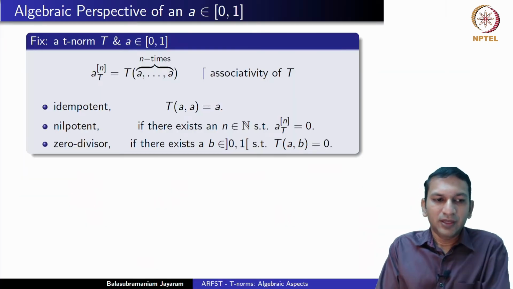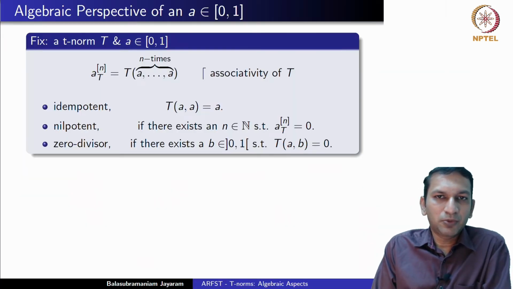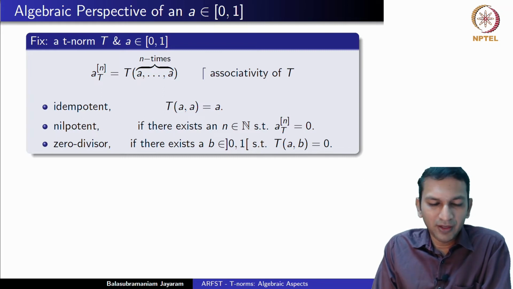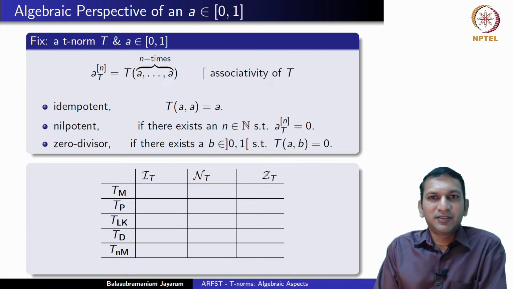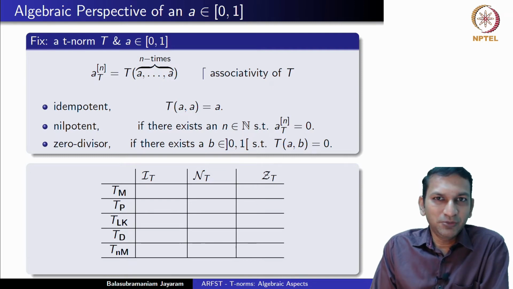Okay, let's look at these three algebraic properties that we can define with respect to an element and a given fixed T. How do our familiar T-norms behave, or what are the corresponding sets of idempotent, nilpotent and zero-divisors with respect to these 5 T-norms?